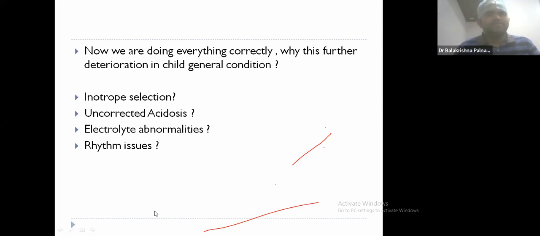And whenever we start everything and there is still no response, you need to think of uncorrected acidosis. You need to think of your inotrope selection. You need to think of even electrolyte abnormality. Sometimes hyperkalemia or hypocalcemia might be there in the background, so whatever you are doing will not show a response. And you need to look at rhythm issues also.